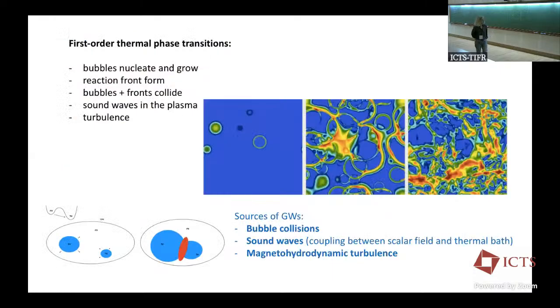So you have your bubbles which are going to nucleate and grow. The reaction front is going to be formed. The bubbles and the fronts are going to collide. You have sound waves in the plasma, and you have as well turbulence. So there are three different mechanisms that can lead to gravitational waves: bubble collision, sound waves, and magnetohydrodynamic turbulence. That's a word that I have difficulty saying. It's like any of you trying to say my last name. I have the same difficulty saying magnetohydrodynamic.